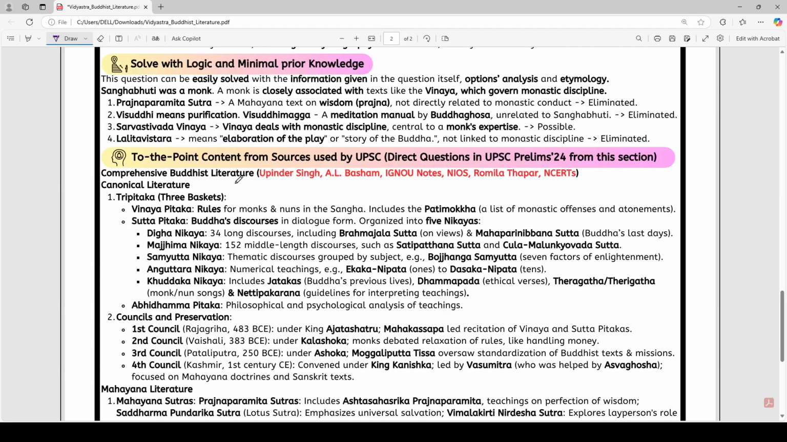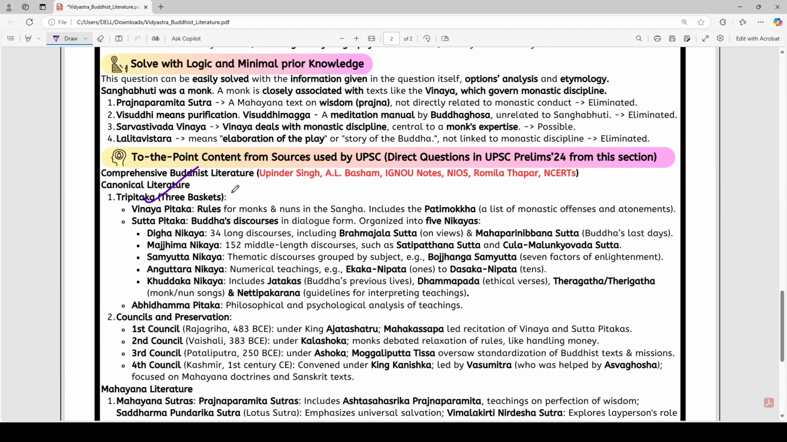Now Buddhist literature, in any religious literature there is a word which we see again and again, that is canonical. Now what does canonical mean? Canonical means something that lays down the foundations, the philosophical foundations of any religion. In case of Hinduism it is the Vedas and the Upanishads. In case of Christianity it is the Bible. In case of Islam it is the Quran. Now in case of Buddhism there are the three Pitakas.